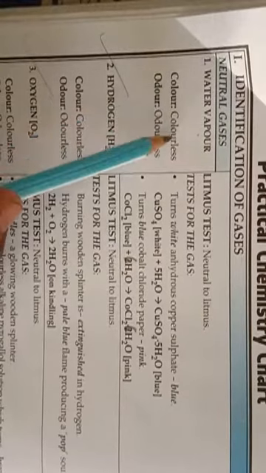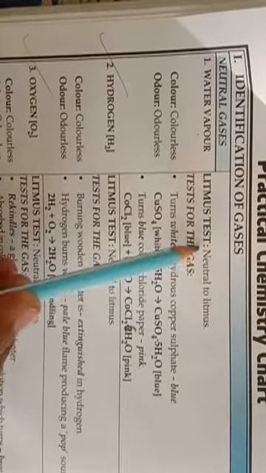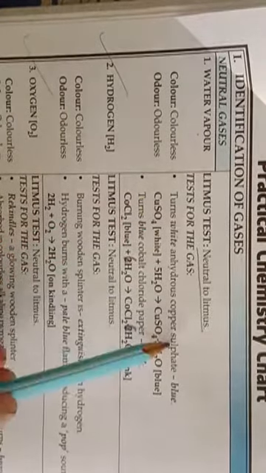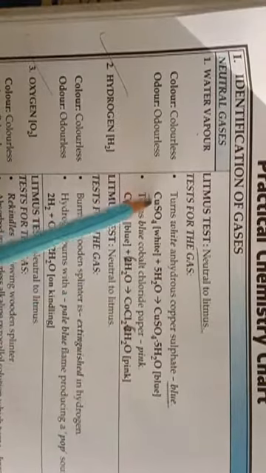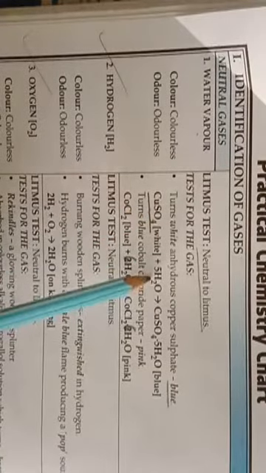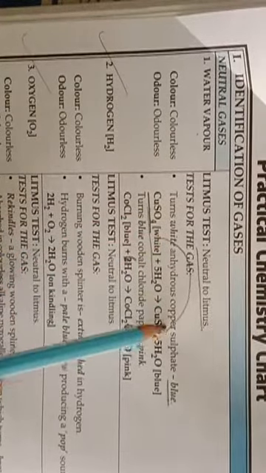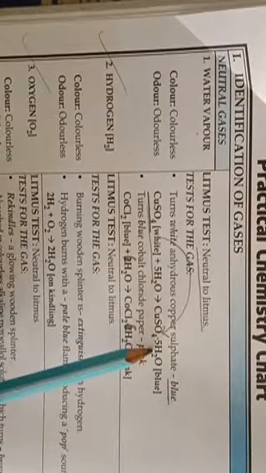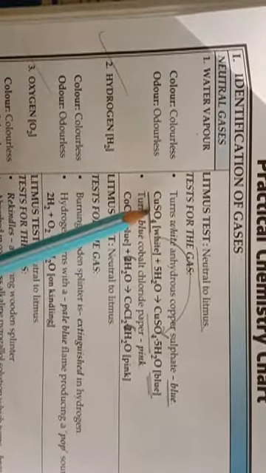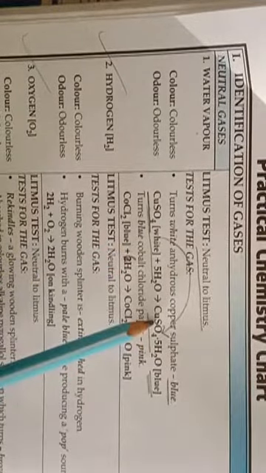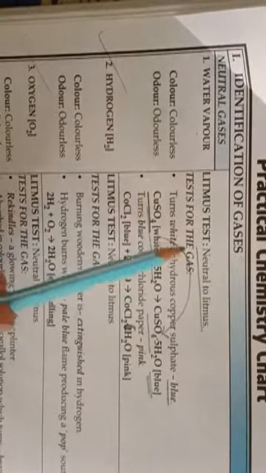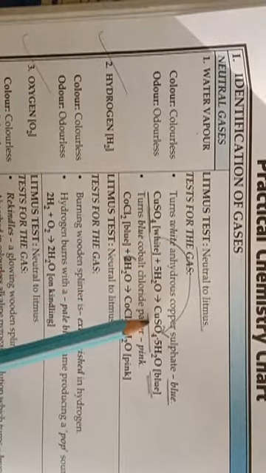Color of the water vapor: colorless. Odor: odorless. Litmus test: neutral to litmus. Chemical test: turns white anhydrous copper sulfate blue. So copper sulfate, which is white in anhydrous condition, when it reacts with water, forms hydrous copper sulfate, meaning copper sulfate pentahydrate, which is blue in color. So anhydrous, white colored copper sulfate gets converted into blue colored hydrous copper sulfate.